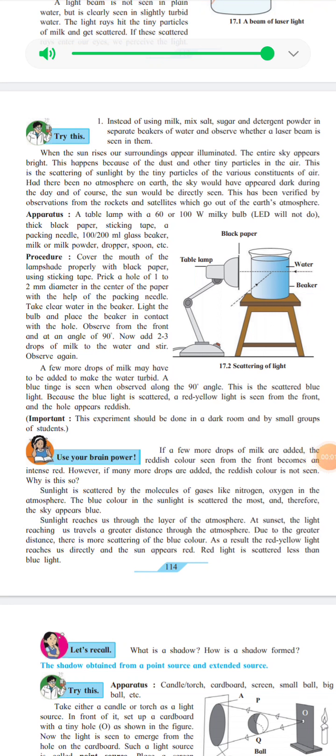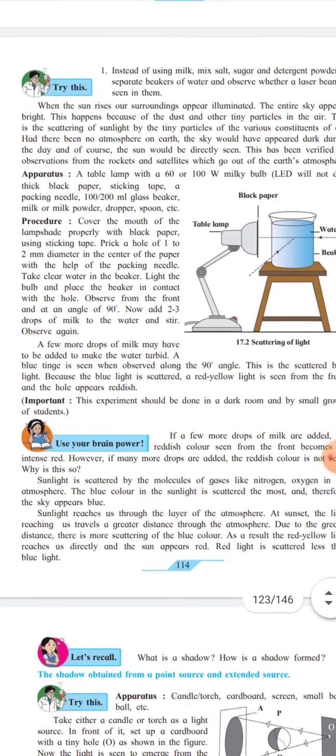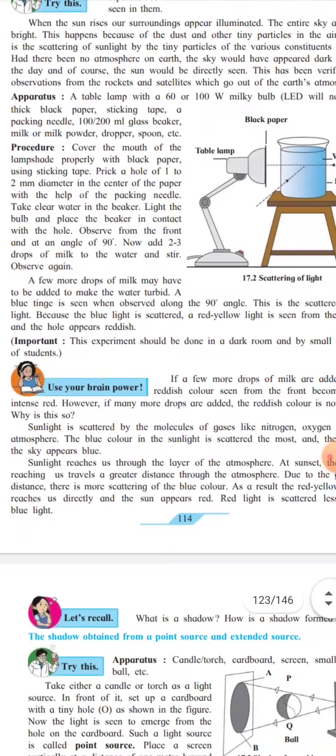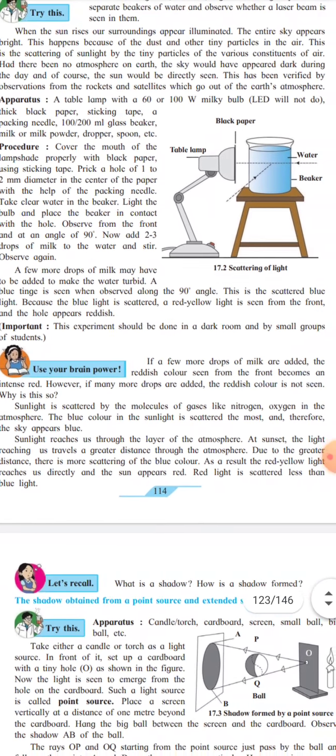Good morning, students. Today we are going to start learning the remaining part of the lesson, Effects of Light, Lesson number 17. In that, we had already learned the phenomena related to light: scattering of light, beam of light, blue sky, reflection, dispersion, refraction, and reddish appearance of the sun. Now, after this experiment, we have to use our brain power.